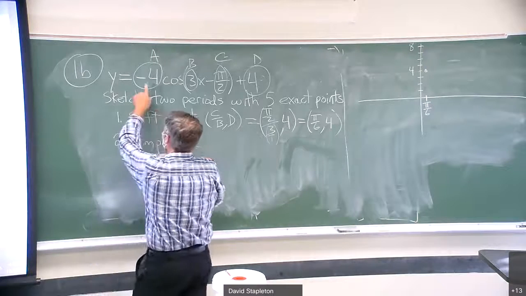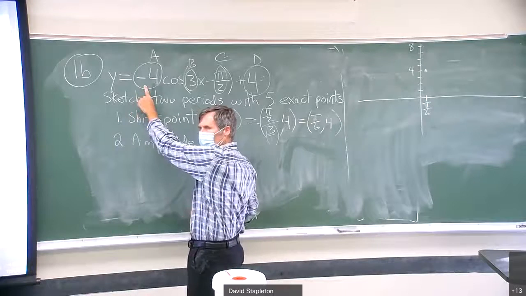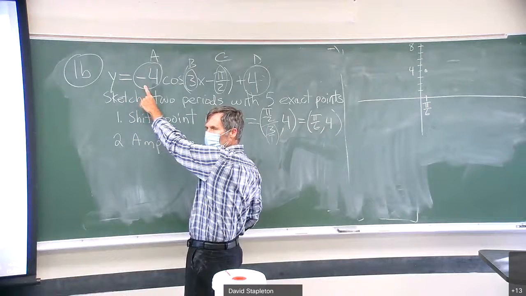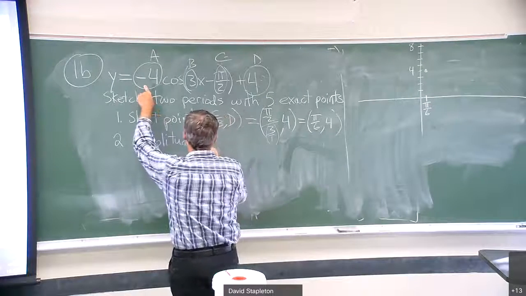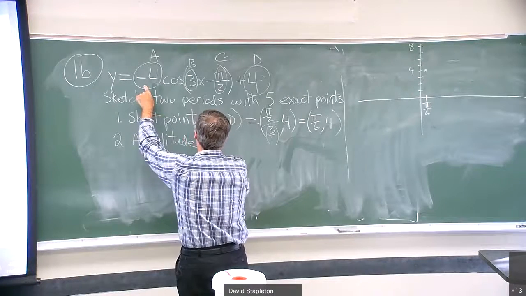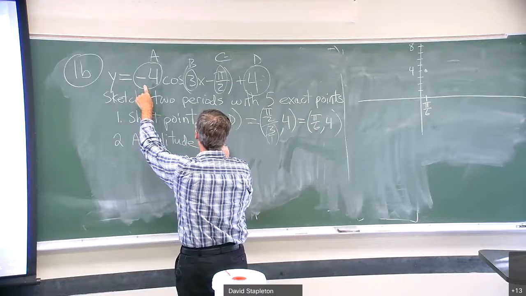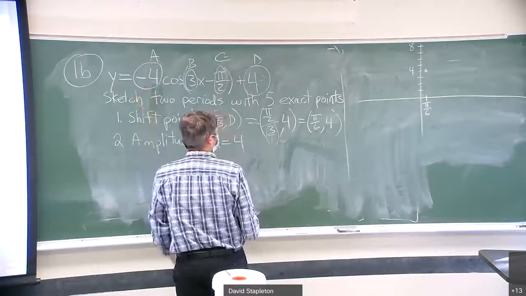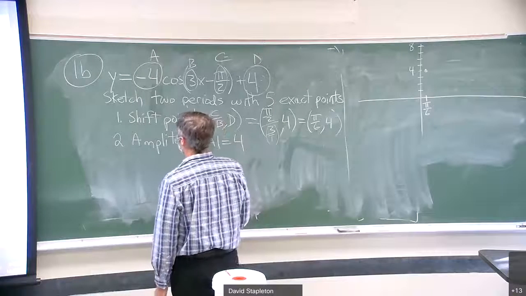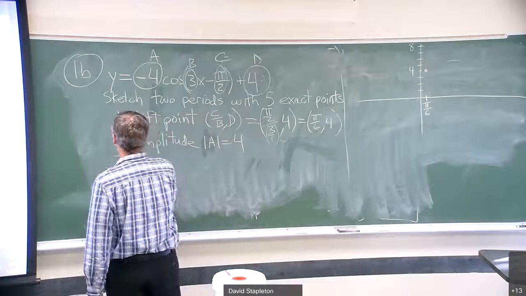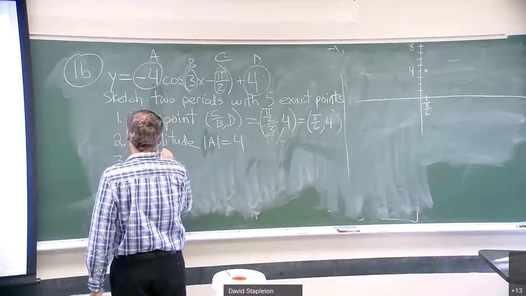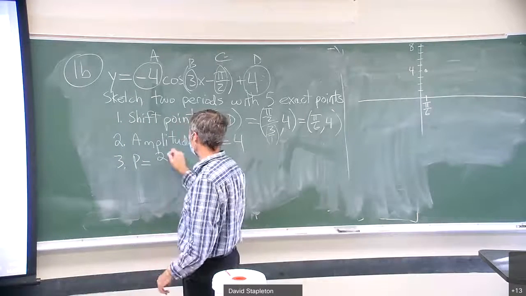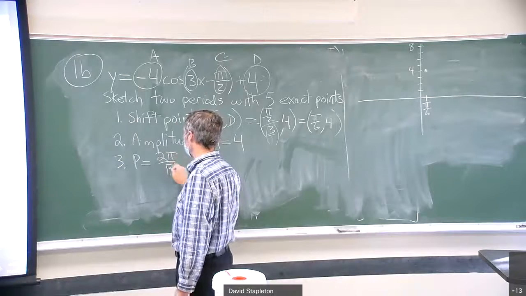The amplitude is not negative 4, what is it? Yeah, it's 4, exactly. It's the absolute value of A. So it's plus 4. Amplitude is always positive. And then the period for the sine, cosine, and the reciprocal, secant and cosecant, it's 2 pi divided by b.